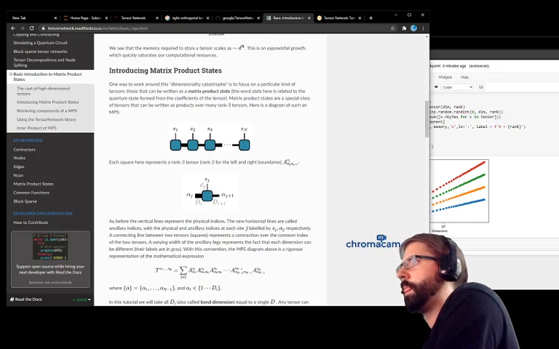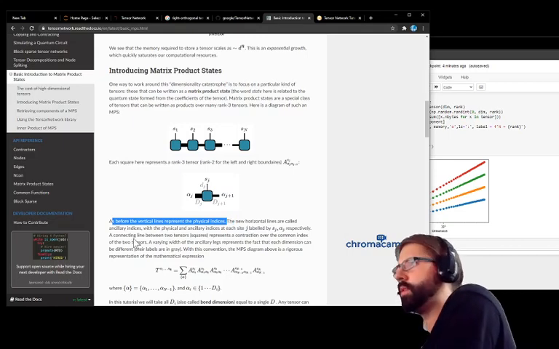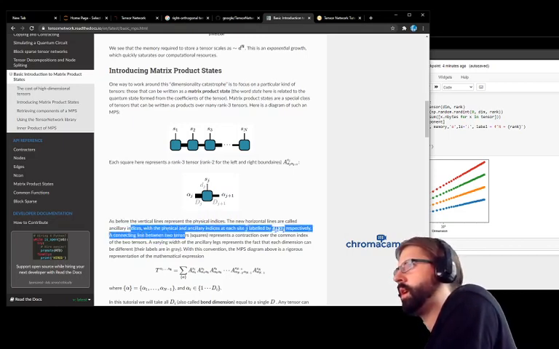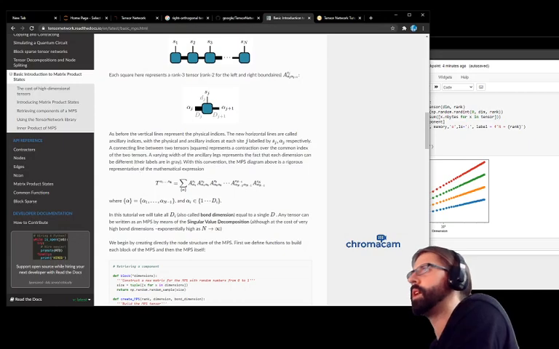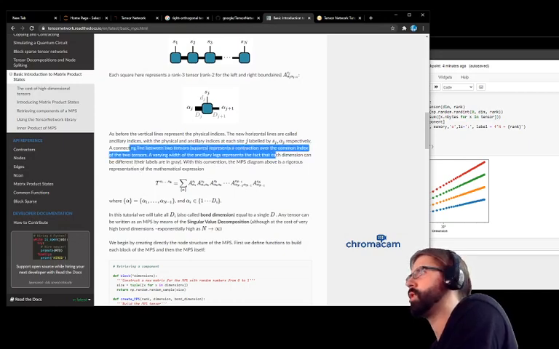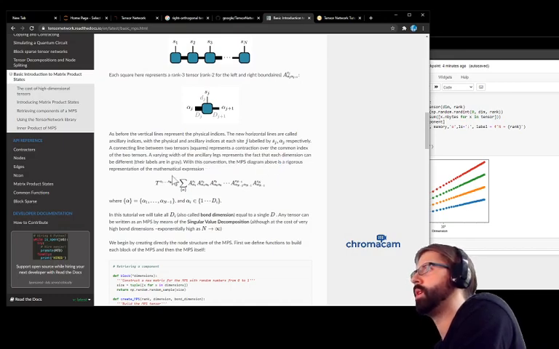As before, the vertical lines represent the physical indices. The new horizontal lines are called ancillary indices, with the physical and ancillary indices at each site j labeled s sub j and alpha sub j, respectively. And the connecting line between the two tensor squares represents the contraction over the common index of the two tensors. A varying width of the ancillary legs represents the fact that each dimension can be different. Their labels are in gray. With this convention, the MPS diagram above is a rigorous representation of the mathematical expression.